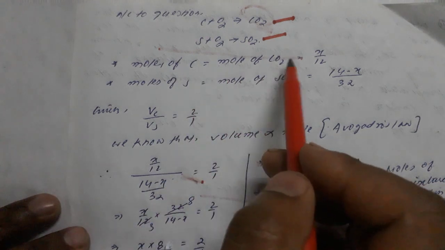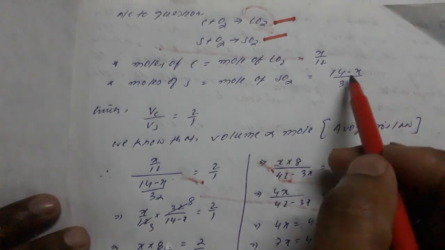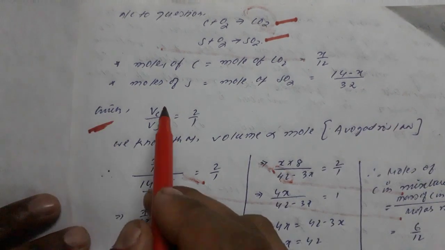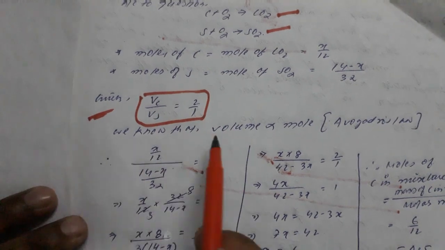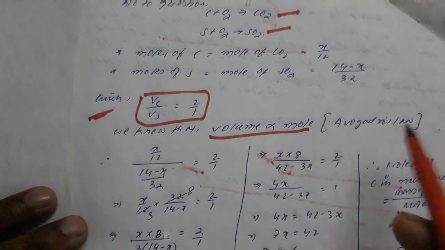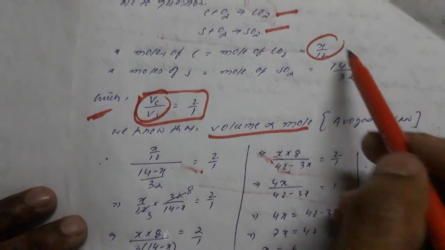Mole of CO2 equals X by 12, and mole of sulfur equals mole of SO2, so this much. Now, the volume ratio is given to us, the carbon and sulfur volume. We know that volume is directly proportional to mole from Avogadro's law. So in this case, we can put these two values, isn't it?